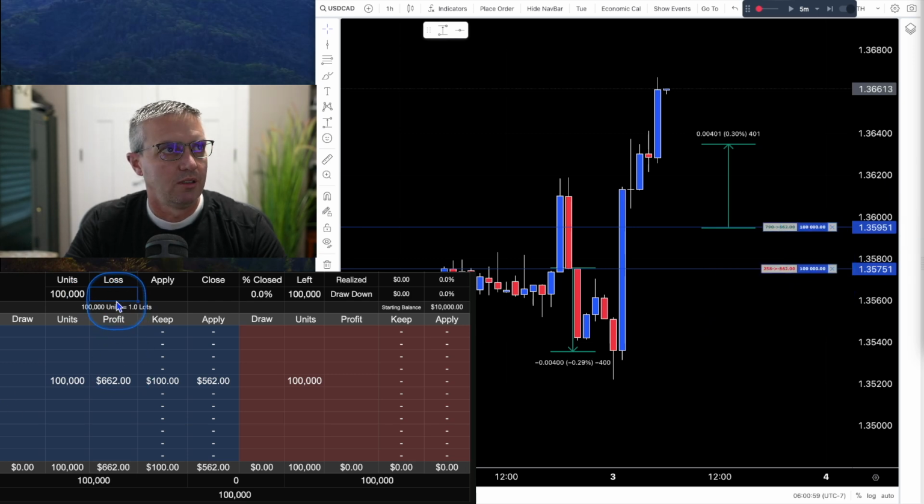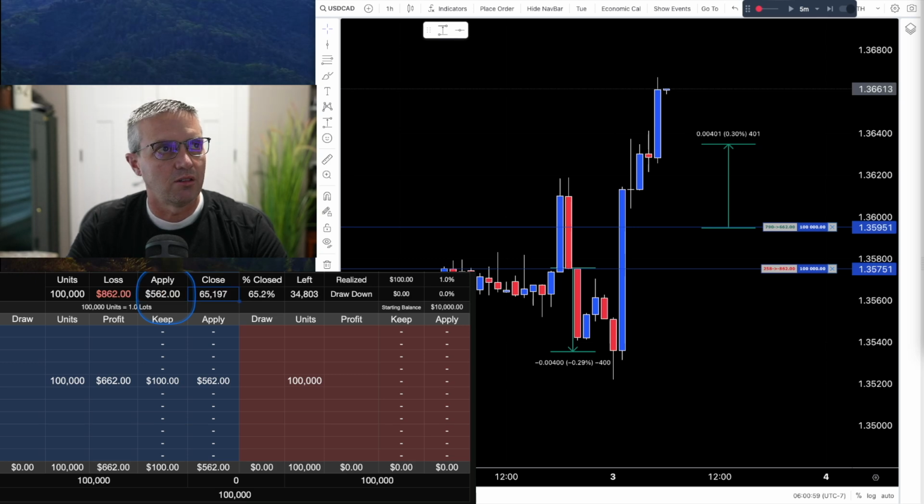862. So that's our loss. $862. Now, we're in the money, $662. We're going to keep $100, so basically 0.1% of whatever our unit size is. We're going to keep $100. So let's put $100 in our register. See how that shows up right here? $100 unrealized profit. And we're going to apply 562.